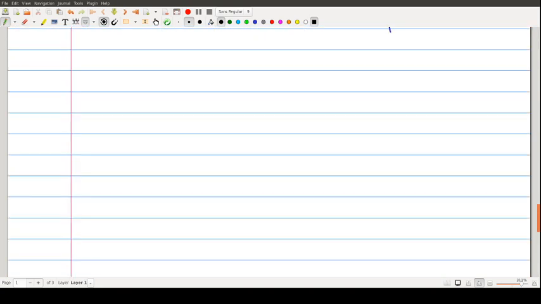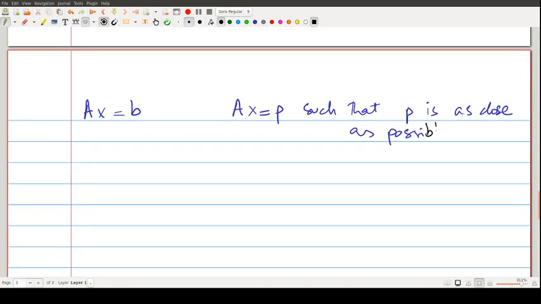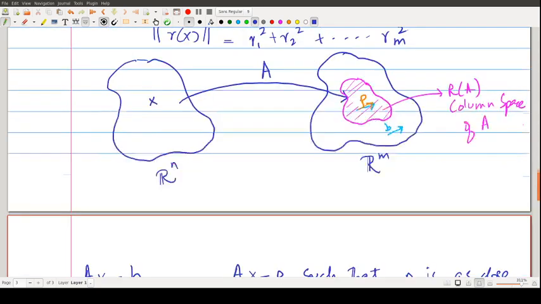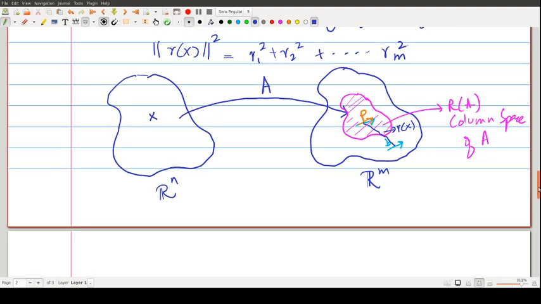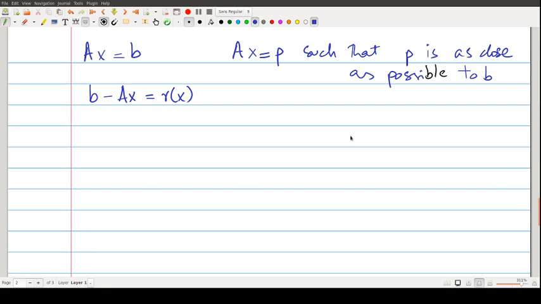So I want P to be as close as possible to B, right? So in other words, I'm looking for B minus Ax, the residual, to be as small as possible, right? Okay, so the distance between this P and this X, let's call this distance between them Rx. And I want to minimize this Rx such that I get this P as close as possible to B.